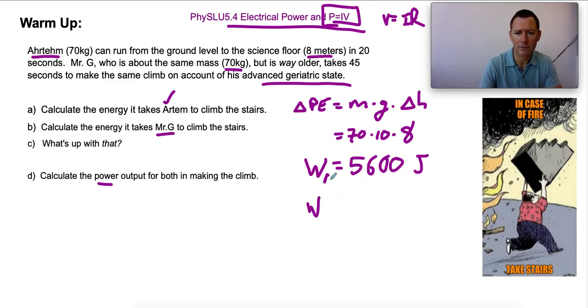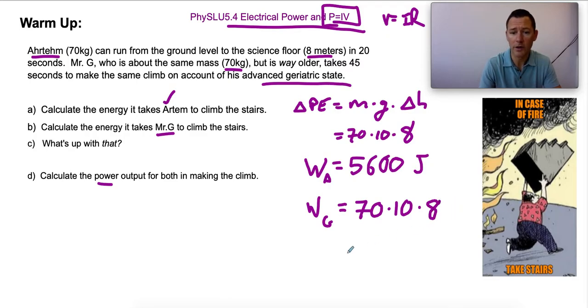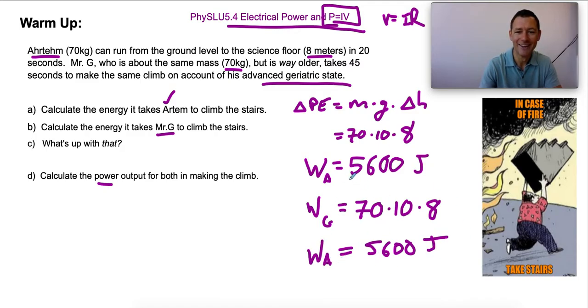This is Artem. This is Gorkevich's work. I have a mass of 70. It's 10, and it's the same distance up, even though it feels a lot longer because I'm older. So I still have 5,600 joules of work to do to get my old body up the stairs. So what's up with that? It's the same distance. It's the same mass. You're doing the same work. It's the same energy change, right? So energy is the same.